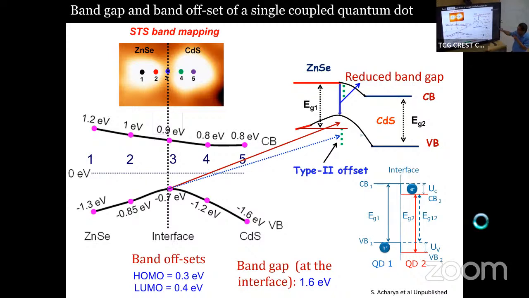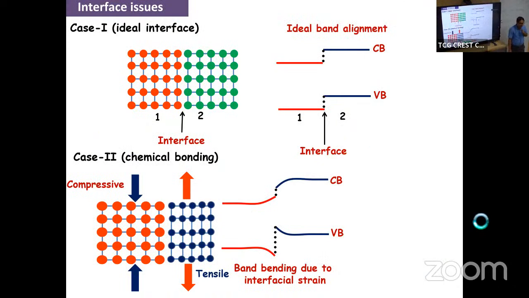But when we look at the energetic band positions, we found that it is actually not a perfect type 2 interface. So what is happening here? Because this point should be much lower in case of a perfect type 2 interface, but it is residing somewhere on the top. So we started to look at this interface issue, why it is happening. If we have a perfect interface, where the atomic diameters of both the components are the same, then the interface will be perfect, and there will be no strain.